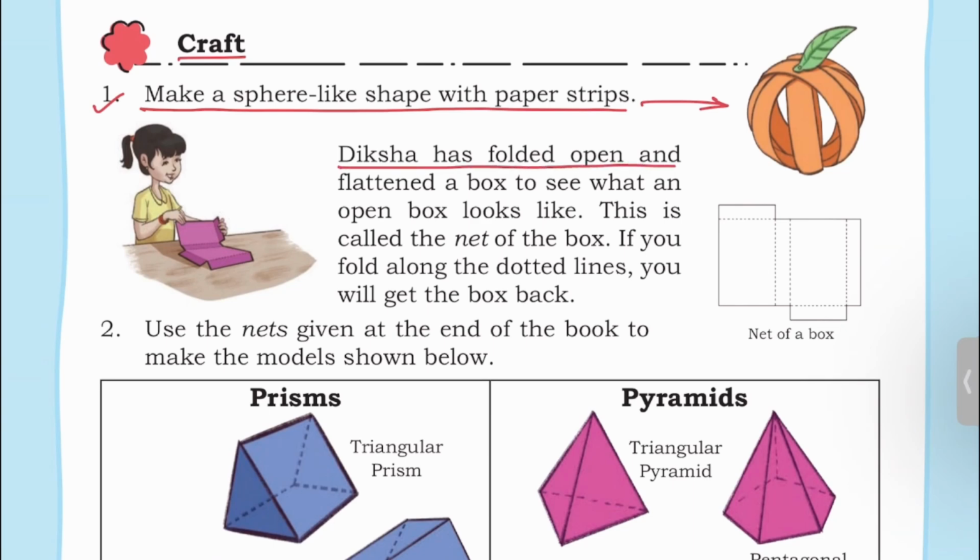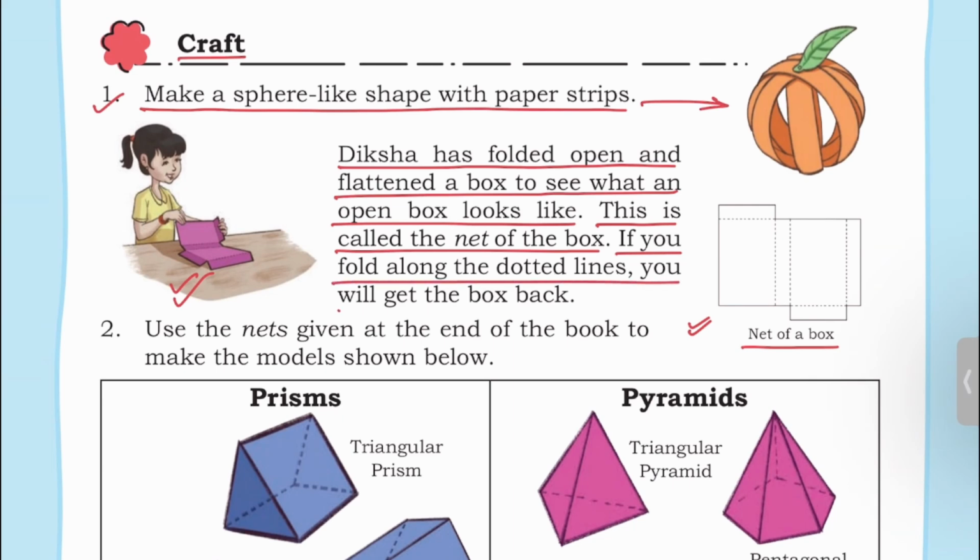Diksha has folded open and flattened a box to see what an open box looks like. This is called the net of the box. You can see the net of the box here. If you fold along the dotted lines, you will get the box back.